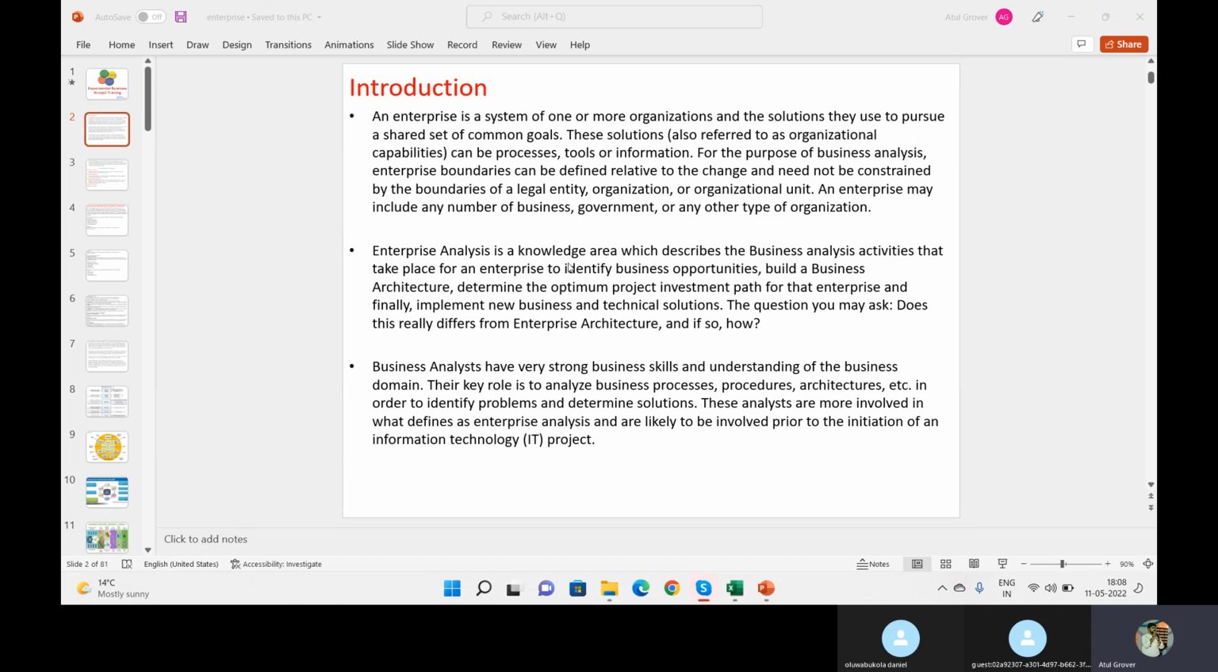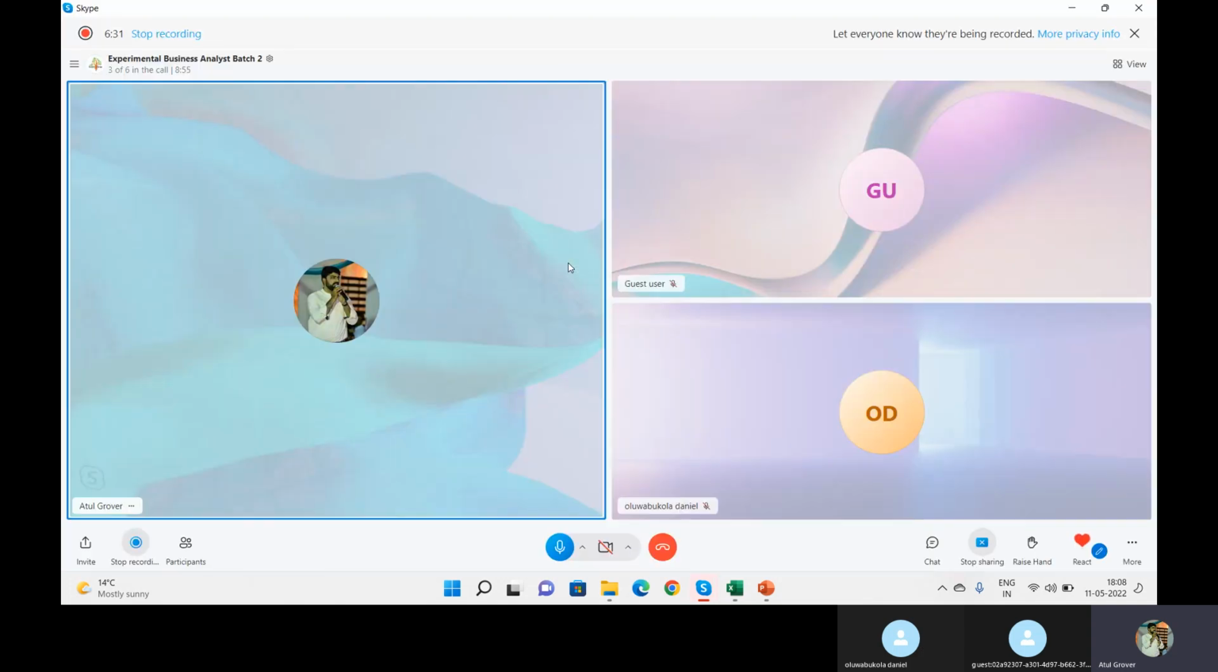Enterprise analysis is a knowledge area which describes the business analysis activities that take place to identify. I'll come back to you here.